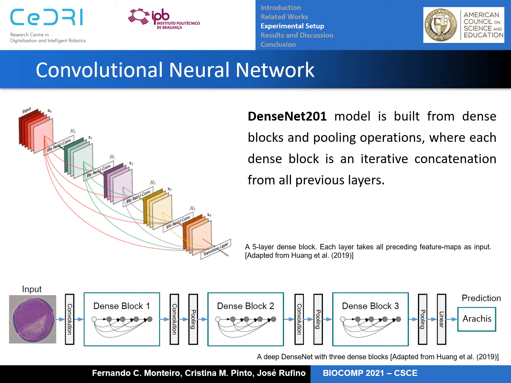We chose a popular CNN architecture, the DenseNet 201, due to its performance on previous classification tasks. The DenseNet model is built by dense blocks and pooling operations, where each dense block is an iterative concatenation from all previous layers. Within those blocks, the layers are densely connected together. Each layer gets the inputs from all preceding layers and passes on its own feature maps to all subsequent layers.